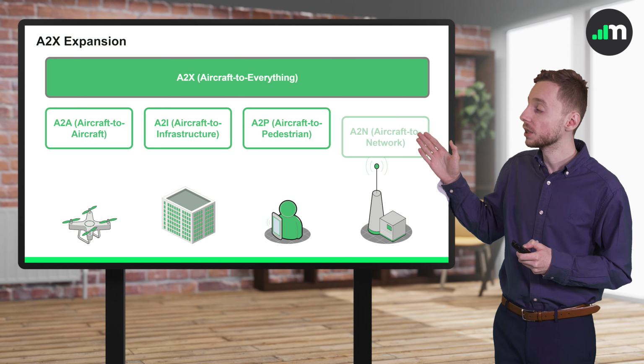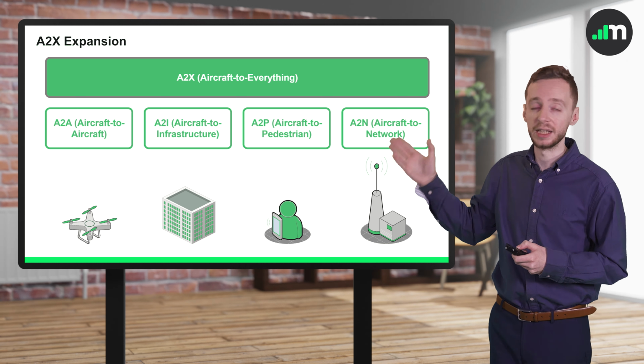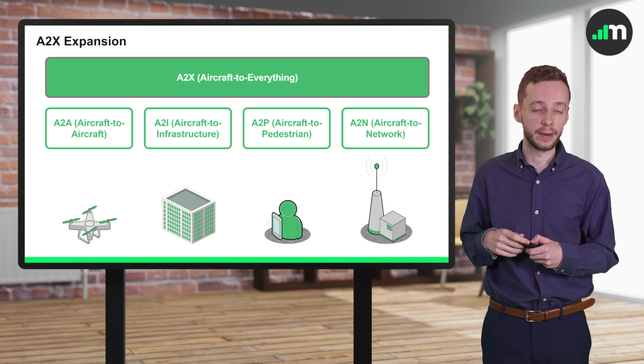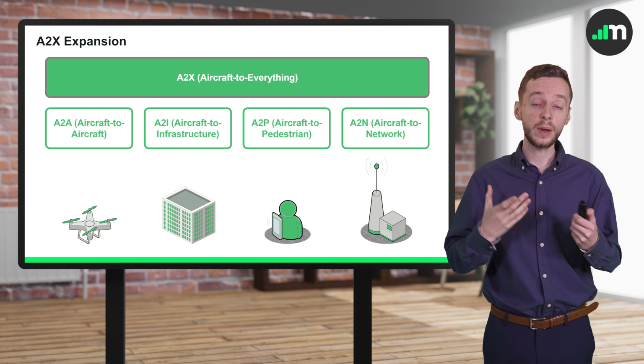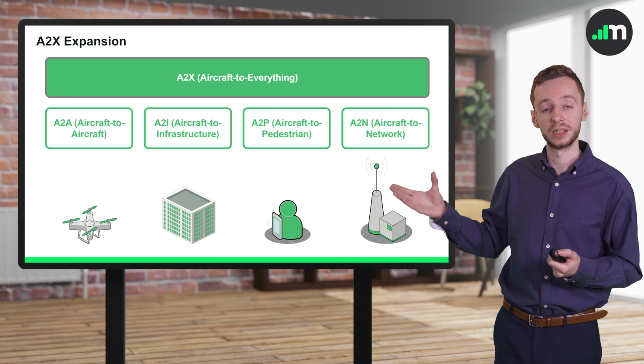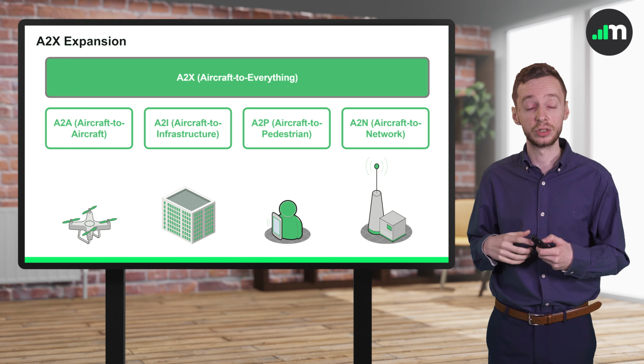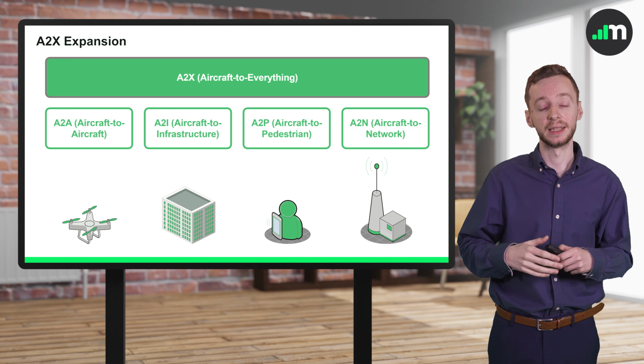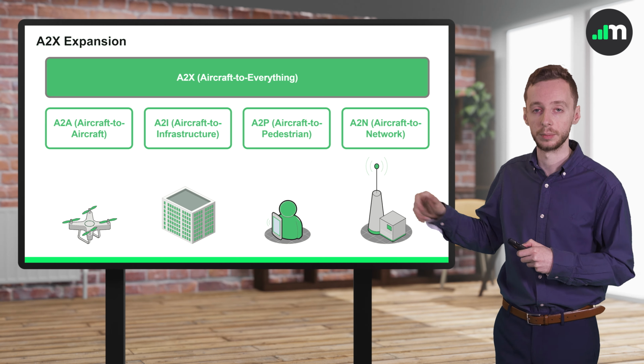The indirect communication can be utilized through A2N, and this is aircraft to network. So here we're talking about this UAV communicating directly to the 5G system in order to communicate with another party that is connected to that 5G system as well.